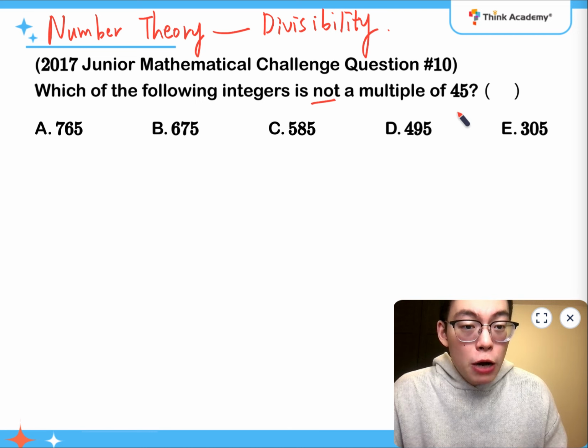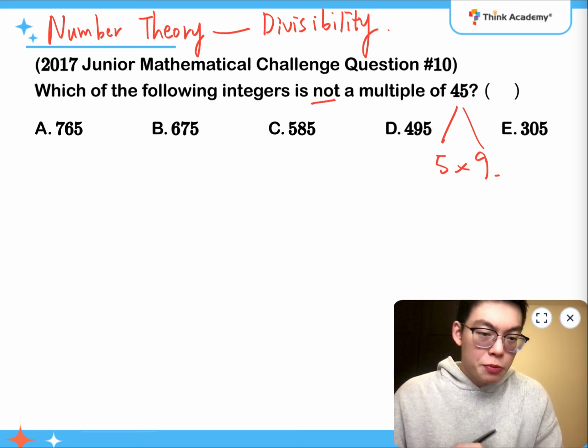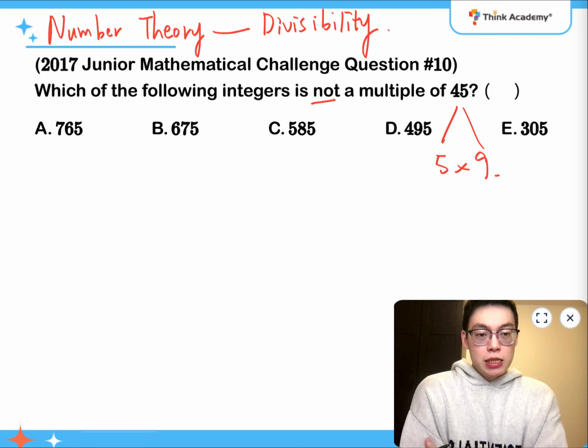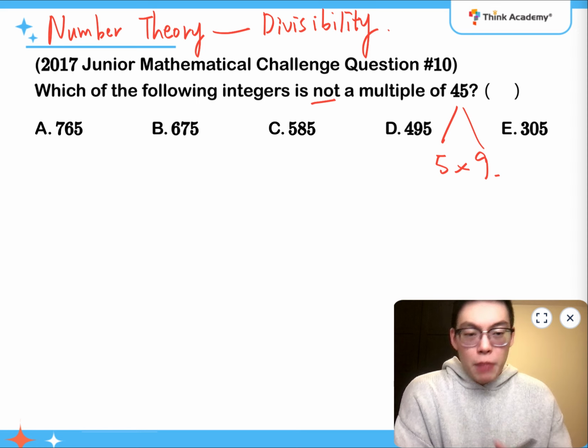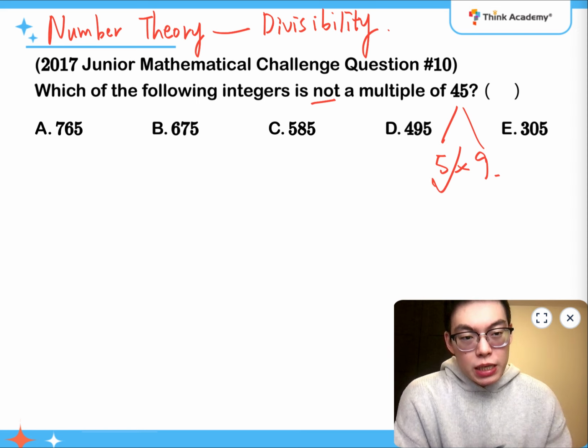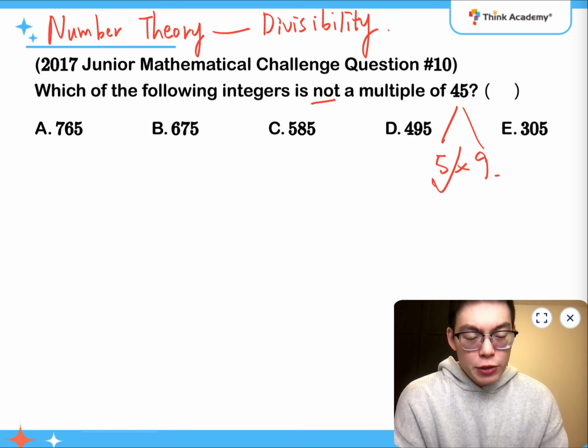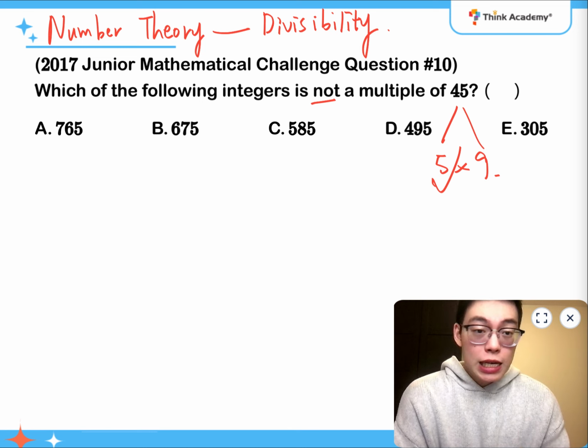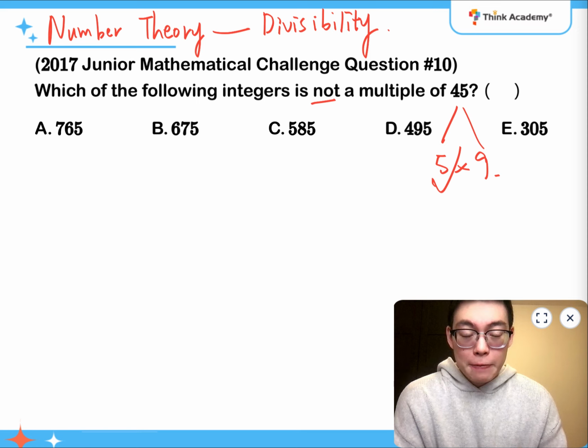So to be a multiple of 45, it needs to be a multiple of 5 and a multiple of 9. So all of them must be multiples of 5 because they are all ending with a 5. So we just need to see which of them is not divisible by 9.